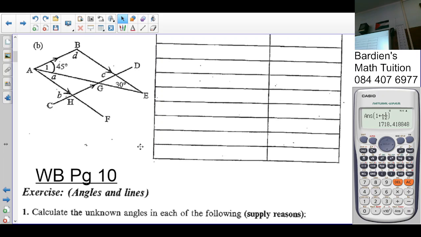Right, let's go. First things first. Calculate A. How are you going to calculate A? A is going to be 30 degrees. Why? Alternate angles. Can you see the Z there? With those lines being parallel, those angles are equal. So A is equal to 30 degrees. A is 30. Why? We say it's alternate angles, BE being parallel to AH.